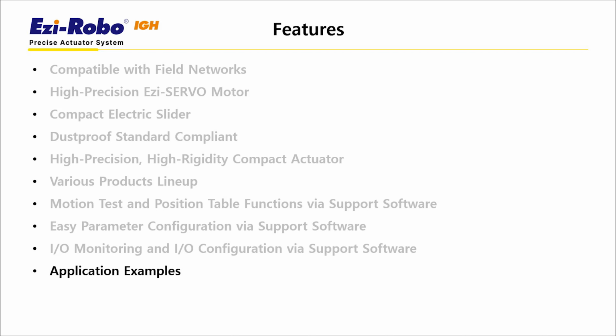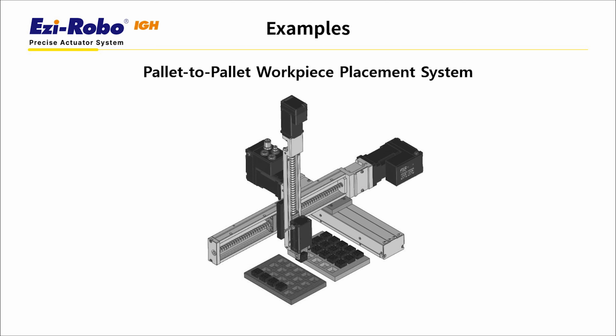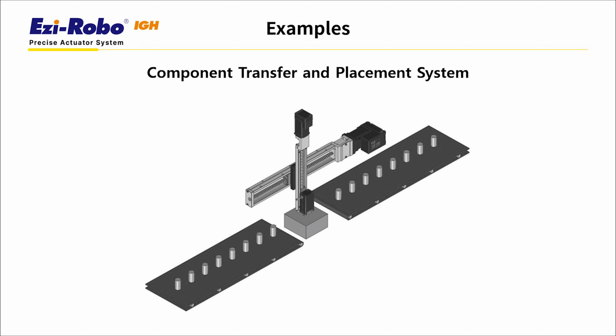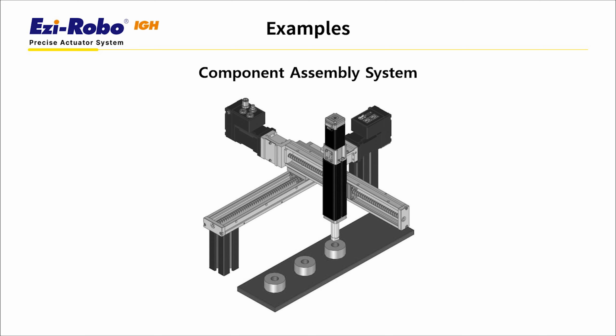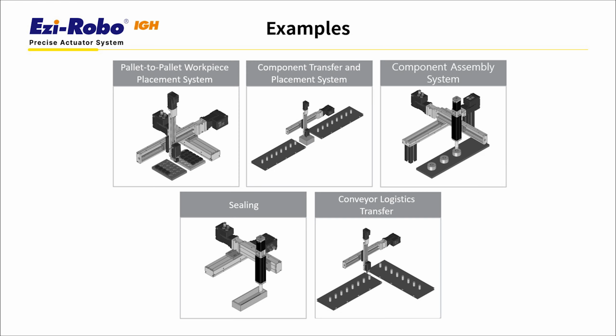Next are the application examples of Ezi-Robo IGH. Ezi-Robo IGH is mainly used in XY or XYZ axis combinations. With its high-precision positioning and easy control, it can be applied to a wide range of systems such as assembly, alignment, transfer, and sealing. Let me show you a few examples in the illustrations. It's used in various fields including pallet-to-pallet workpiece placement systems, component transfer and placement systems, component assembly systems, sealing applications, and conveyor-based logistics transfer systems.